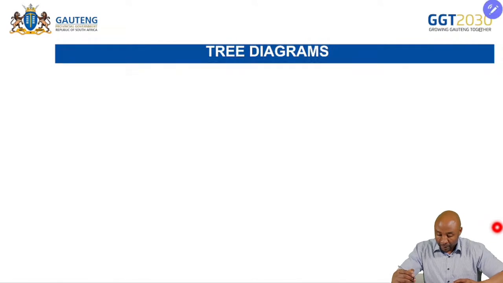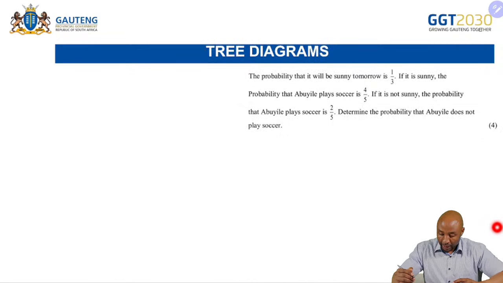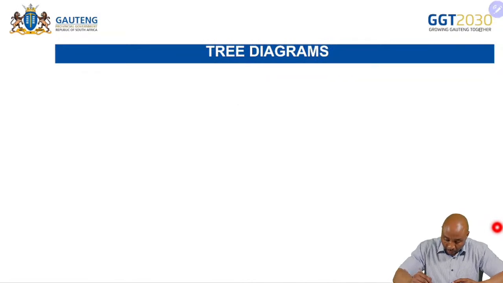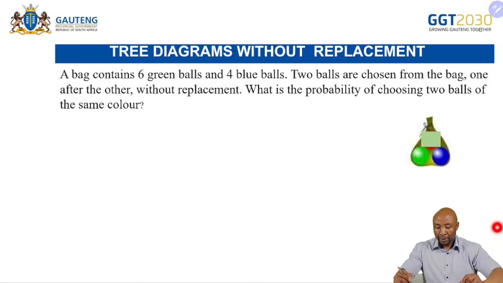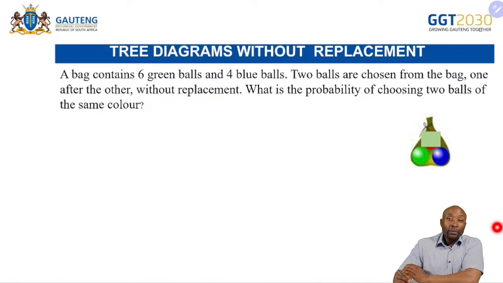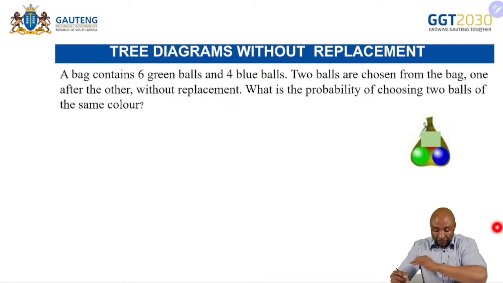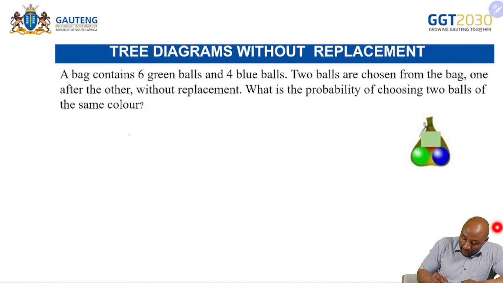Right. Let's go to tree diagrams. I didn't take you back enough. Now, let's look at the question where we have no replacement. You choose 2 balls, one after the other, but you are not putting back. I'll quickly do the tree diagram.